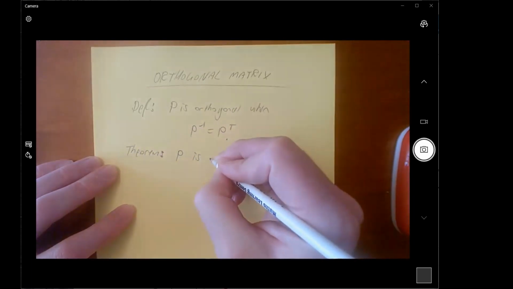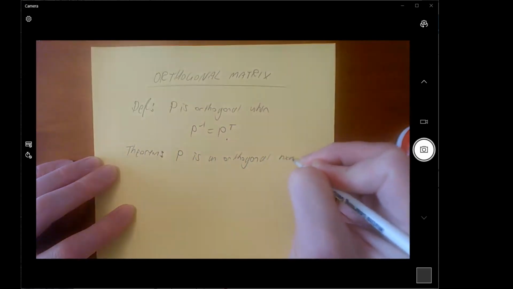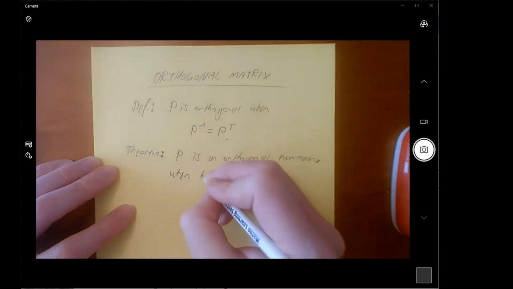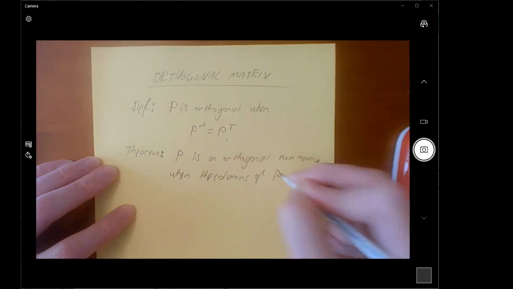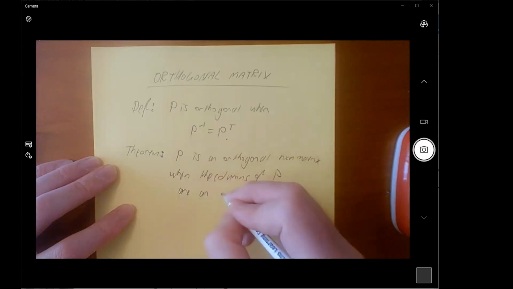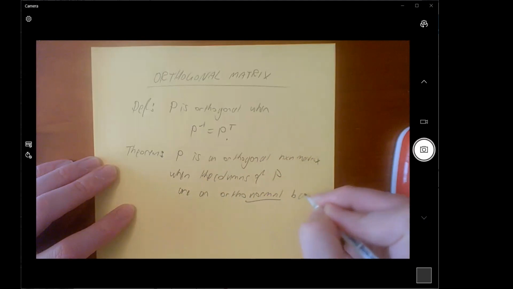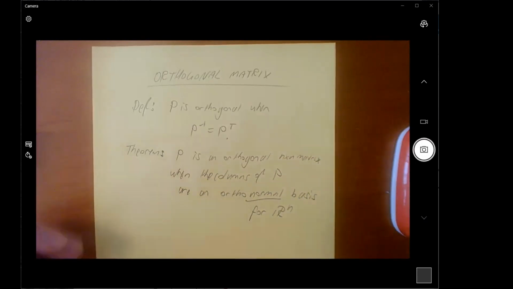P is an n by n orthogonal matrix when the columns of P are an orthonormal basis for Rn. So the question I was asked is, is it okay if they're just orthogonal? No, it's not. They actually have to be orthonormal or it's not going to be an orthogonal matrix.